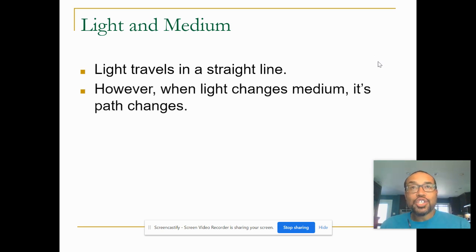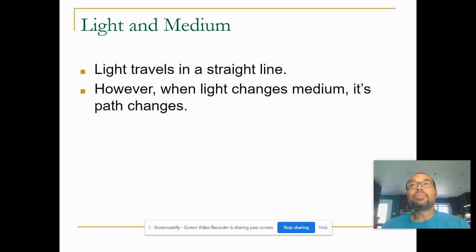Now, when light changes medium, and by medium here, I just mean the substance through which the light is passing. So right now, for example, I've got some lights on in this room, but the light from the sun is coming in and it's traveled through space. It's then traveled through our atmosphere. It travels through my window. It travels through the air in this room. It travels through the lenses in my glasses, travels through the air in between those two, and then it enters my eye.